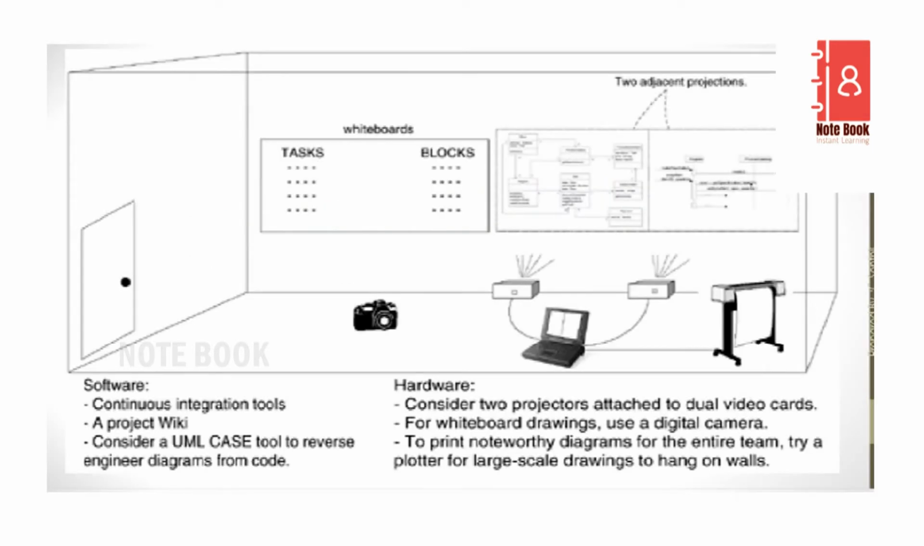Consider the figure and you can see the project environment, which includes the physical space, software and hardware used by the developers. The software includes the continuous integration tools, project wiki, UML CASE tools, and the hardware includes digital cameras for capturing the hand sketched whiteboard models and lists, whiteboard paint, projectors, etc.